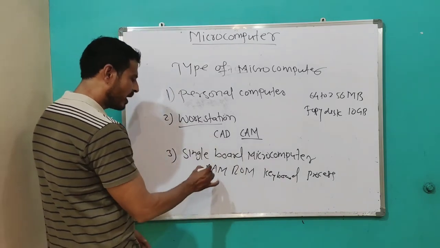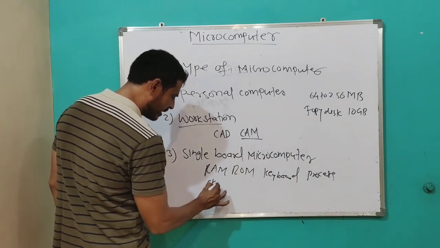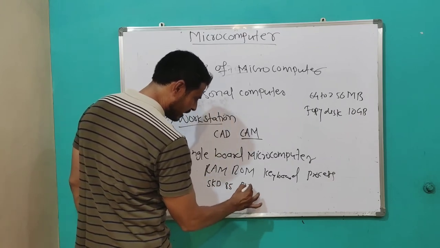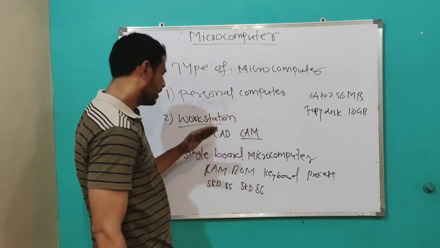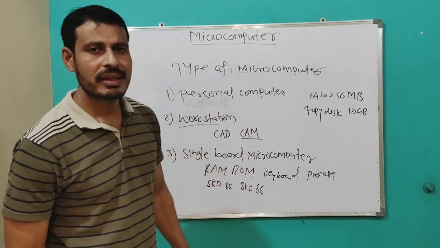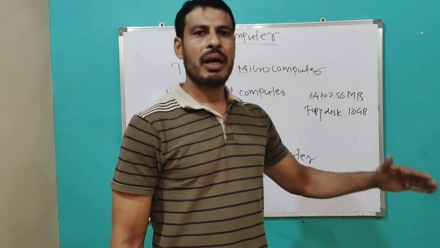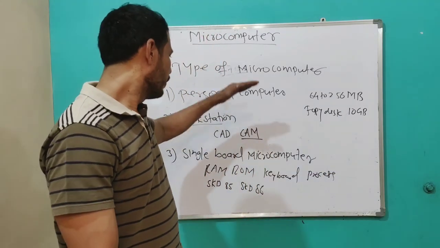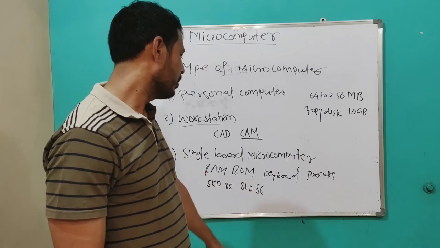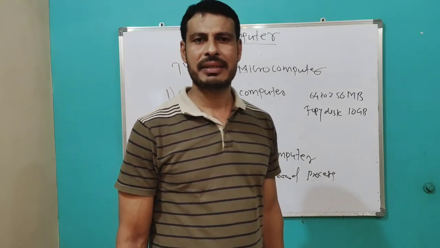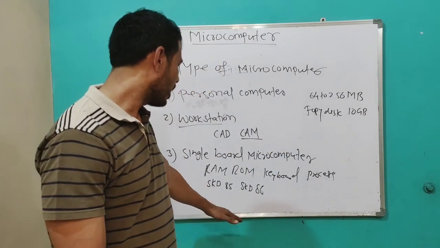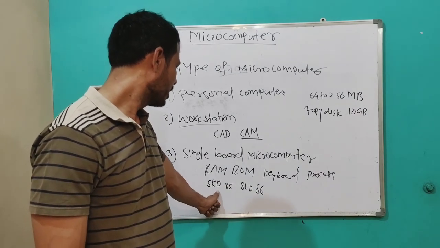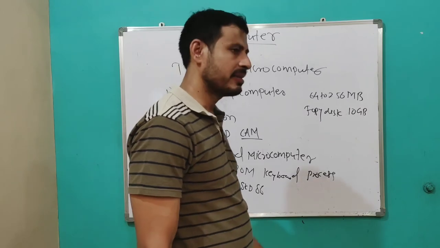For example, SDK 85 and SDK 86. This single board microcomputer is generally used in a college lab, and we perform 8085 microprocessor and 8086 microprocessor programs by using this kit. This is the kit, SDK 85 and SDK 86.